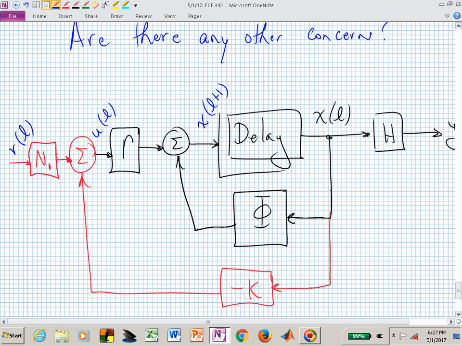So if we have one input, if U is one particular signal, U of L, that's a scalar, and we have one reference input, R of L, then what's this capital N sub 1's size dimensionally? What's the dimension of N sub 1? It has to be multiplied by a scalar and produce a scalar. So N sub 1 is 1 by 1, it's a scalar. Even though it looks like a matrix because it's capitalized. But N sub 1 is a 1 by 1 scalar.